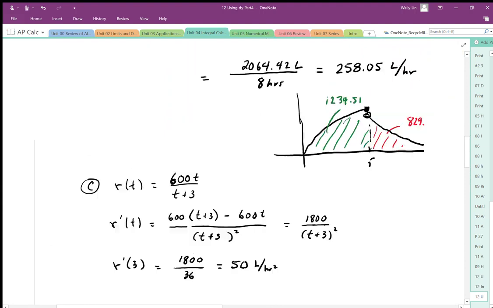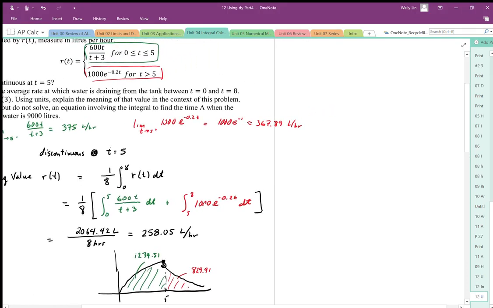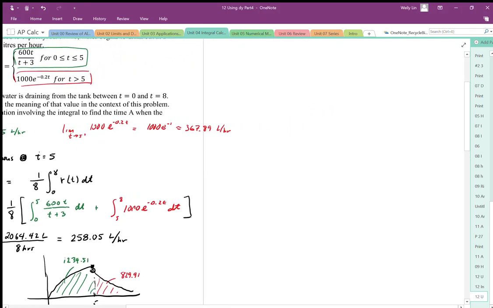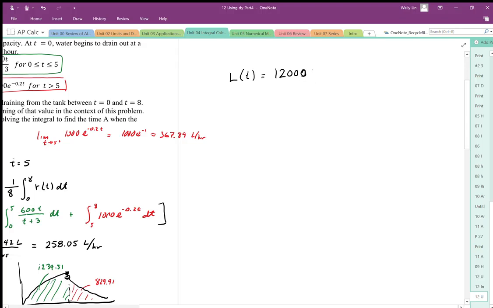For part D, it says here, write but do not solve an equation involving an integral to find the time A when the amount of water is 9,000 liters. Okay, so we're going to say that the liters as a function of time is going to be equal to, well, we're starting with 12,000. So we need some starting amount, and then we can use the integral to determine the change. Now, since the rate is negative, we're going to subtract that integral, so that at time equals 0, we have 12,000 liters. So we need to make sure that these match.